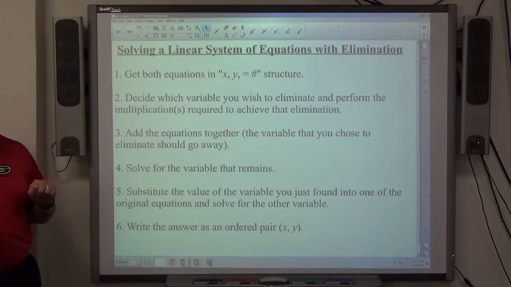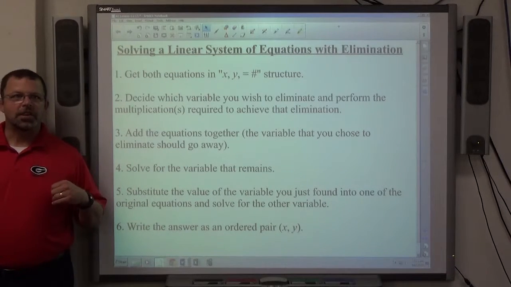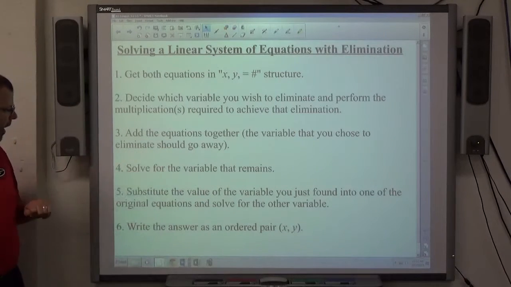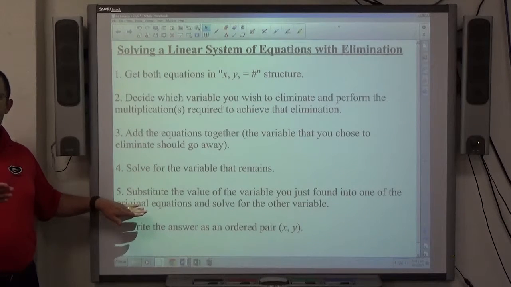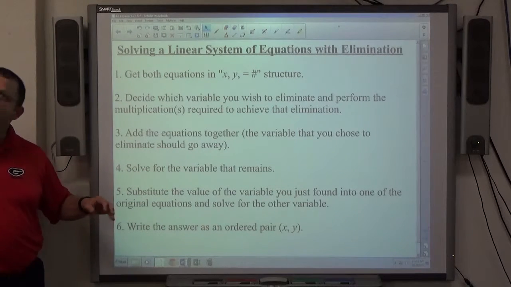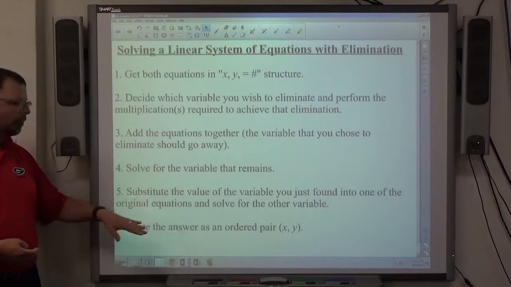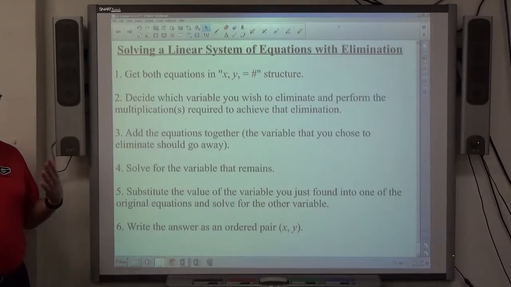Solve for that letter. It'd be like 3x equals 15, x equals 5. 17x equals 2, x equals 2 17ths. All right? So it'll be something like that. Then, whatever you get for that answer, substitute into one of the original problems for that letter. So if x equals 5, go back to one of the original equations, change x to 5, solve for y. Once you get both answers, you write x, y as an ordered pair, and that's the end. All right? That's the elimination method.